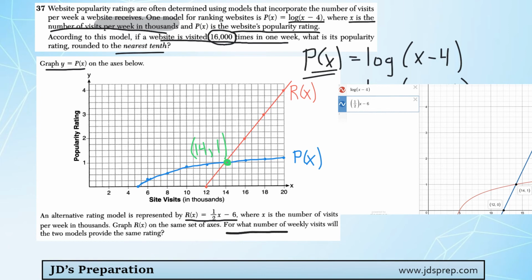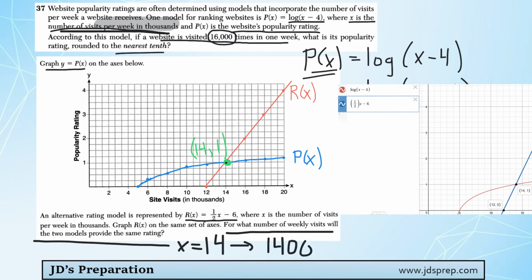For what number of weekly visits will the two models provide the same rating? So when are they the same? Well, that's when x is equal to 14. Now be careful though, that doesn't mean that it will be 14 visits, it would be 14,000 weekly visits. And that's because x is the number of visits per week in the thousands.